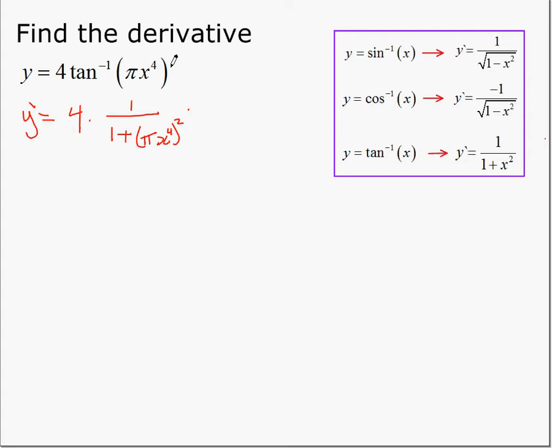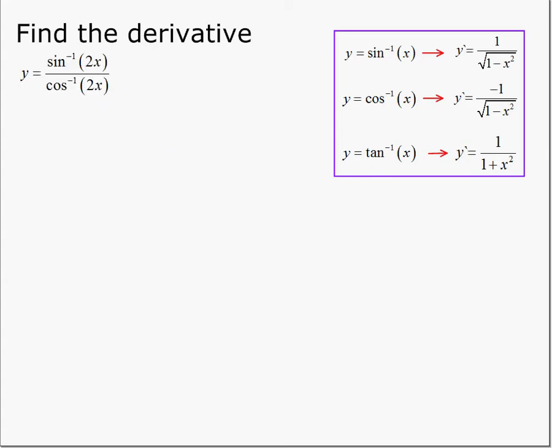the derivative of the argument for the inverse trig, in which case the derivative of pi x to the 4 is 4 pi x cubed. Simplification then, we'll put the 4's together to get 16 pi x cubed over 1 plus pi x to the 4 squared.